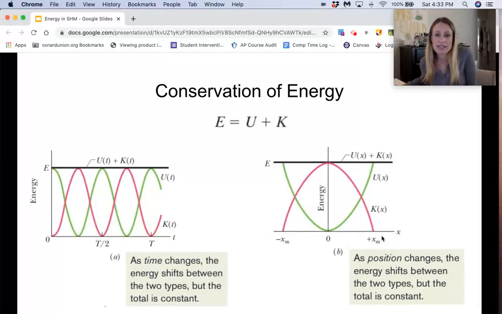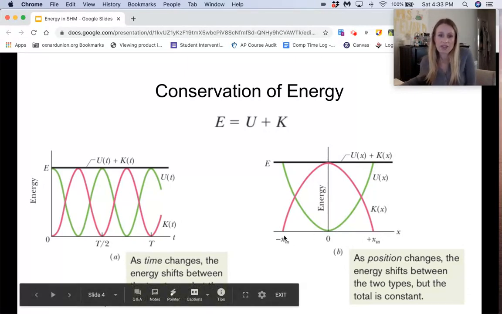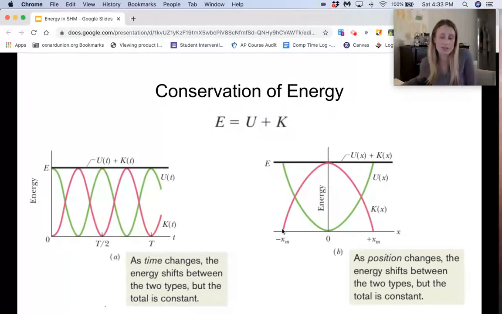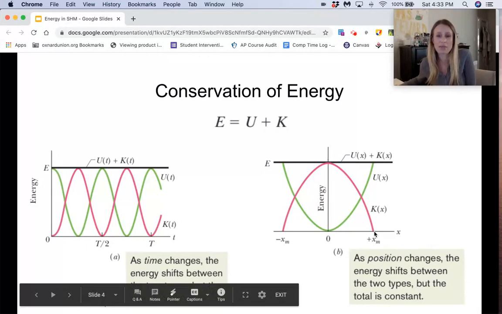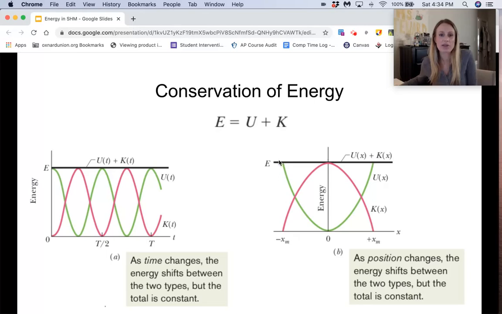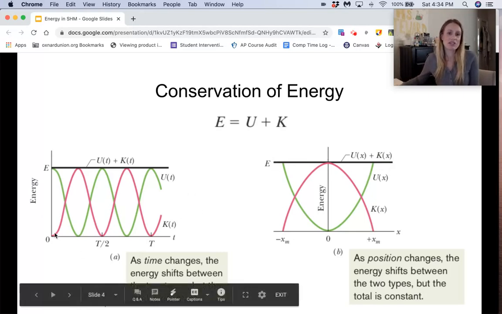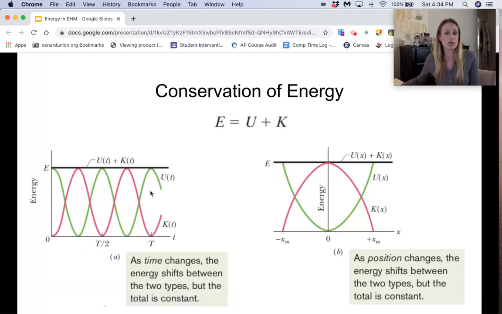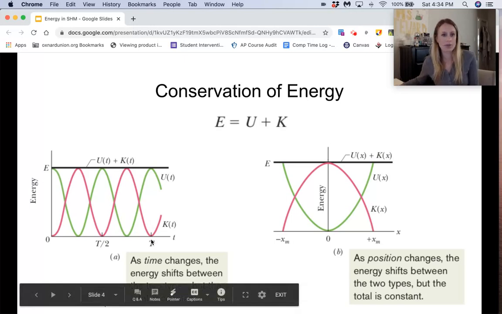Okay, so we can see here that our energy at the 2 amplitude points, so a negative x maximum and a positive x maximum, our kinetic energy is the lowest at the amplitude points and our potential energy is the highest. However, the combination of the two is always going to be the same because we have a conservation of energy. Now, this graph right here is just showing the potential and kinetic energy as we go through an entire period. Okay.